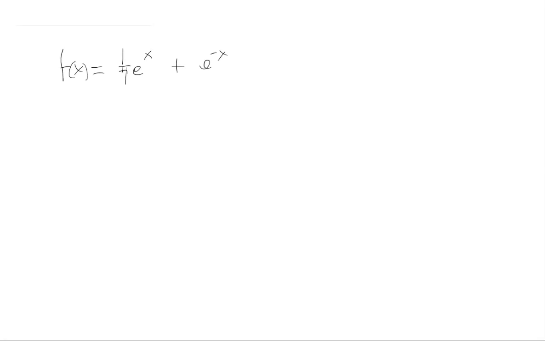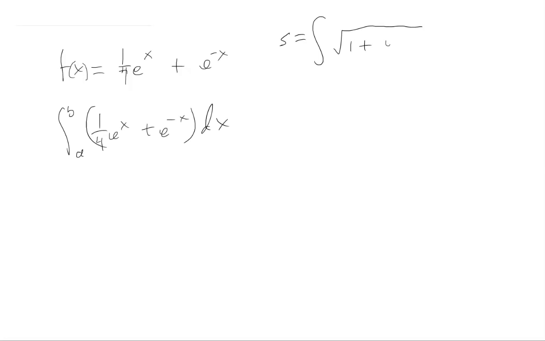So the integral is fairly simple. We just set up, go from a to b, and we have this. Now, to find the arc length, you're going to need this. We want the square root of 1 plus y prime of x squared, going from a to b. So what we have to do is figure out what this inside is. So let's work on that.